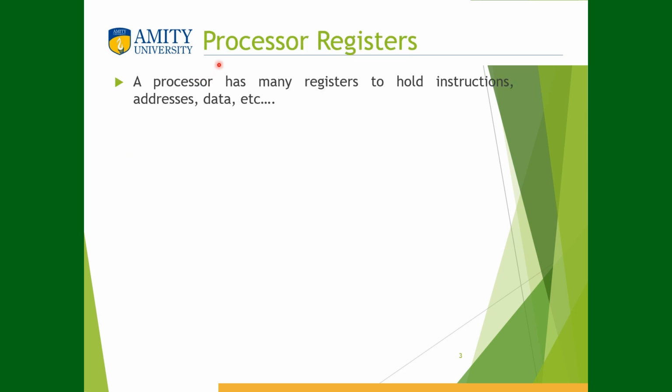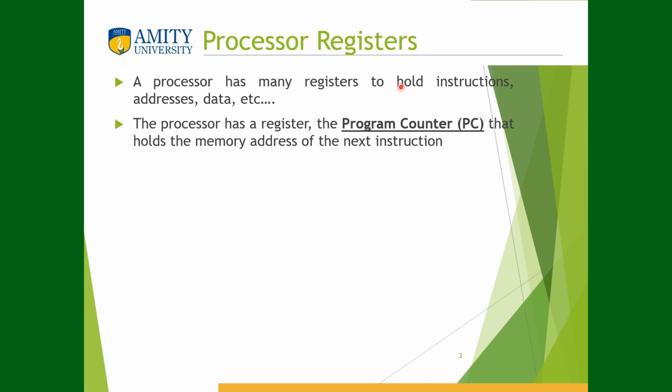Starting with processor registers, we will be looking at how many registers there are in a processor. A processor has many registers that hold instructions, addresses, and different data. The first register we'll be referring to is the program counter. The task of the program counter register is to store the memory address of the next instruction. So when a program is being run, the next instruction that is supposed to be executed is stored in the program counter.